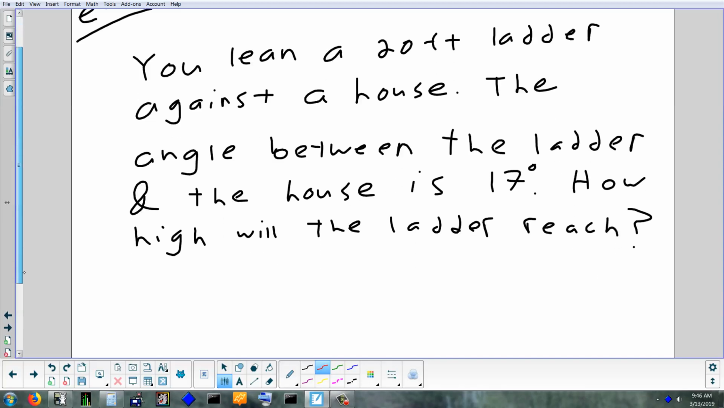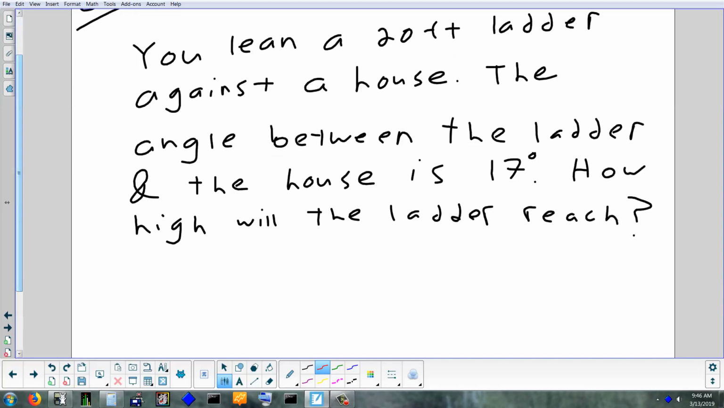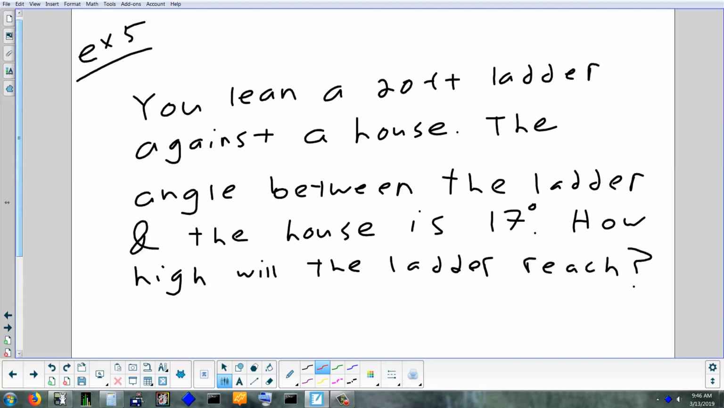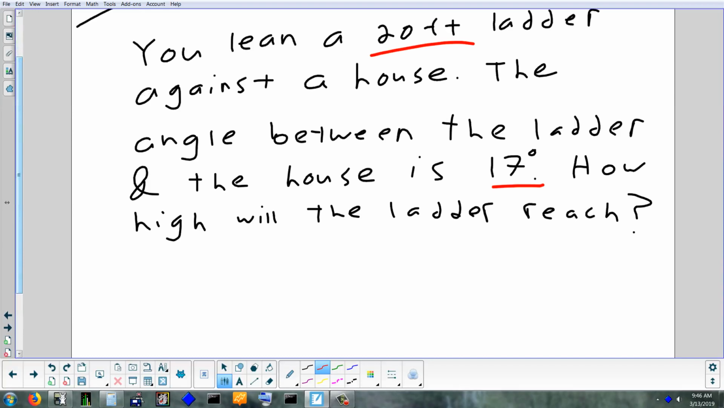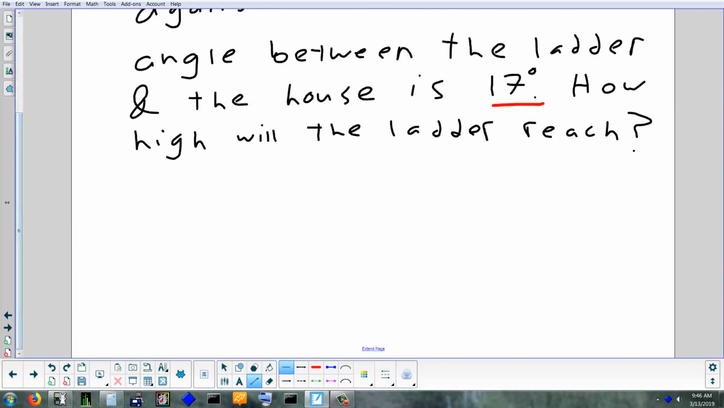Okay. Now, whenever we have a word problem, what was my suggestion? What's that? Okay, you can underline some of the keywords. What's going to be important there? Yep, 20 feet. Very important. The 17 degrees. And that's pretty much the only 2 important things, the 2 numbers. Now, what should we do with all that information to make it easier to kind of think about? Yep, let's draw it out.